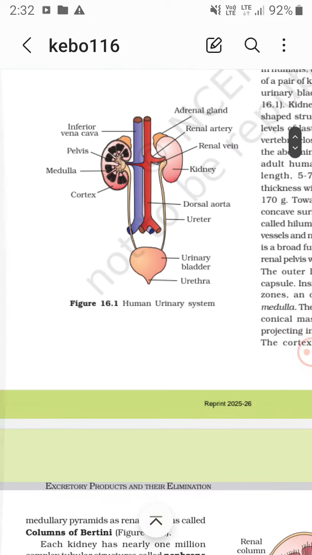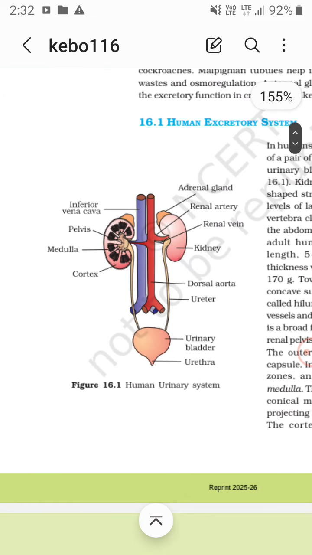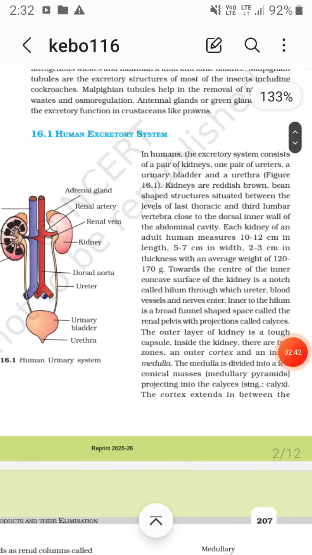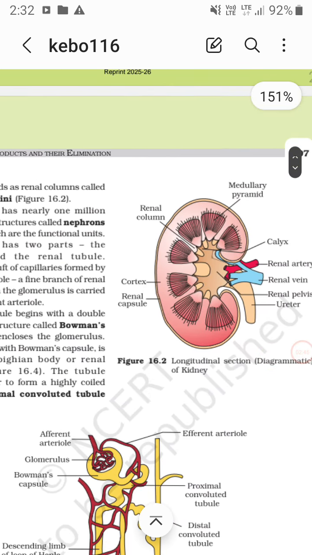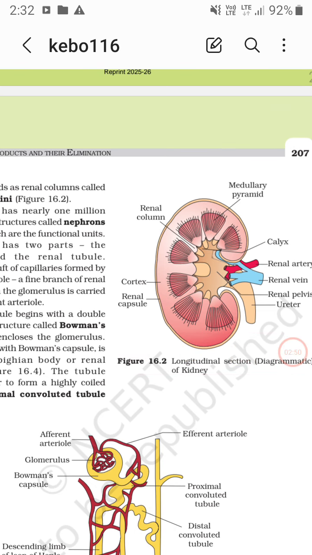As you can see in the diagram: pelvis, then medulla, then cortex, then medullary pyramid, renal columns, cortex, renal capsule.